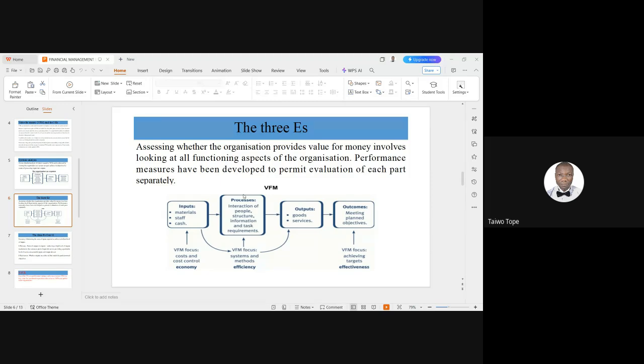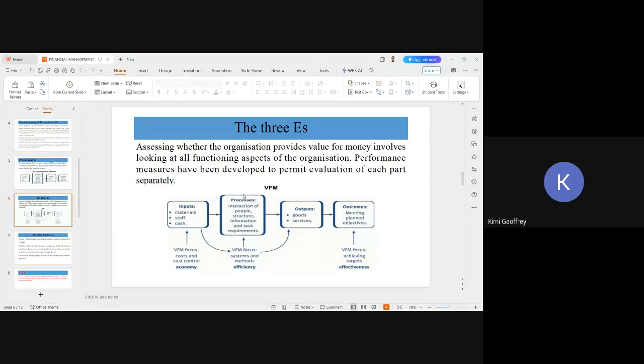So economy is procuring inputs of the right quality at the lowest cost. You can see from the diagram, value for money, the focus of economy is your ability to determine the cost as appropriate and not inflate the cost at the detriment of the aim of an organization. Hope that is fine with economy.